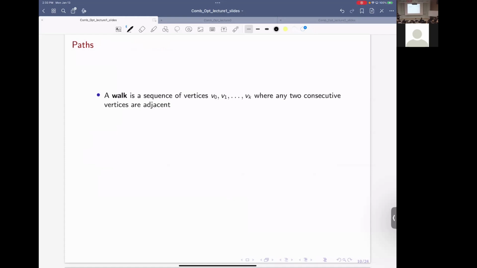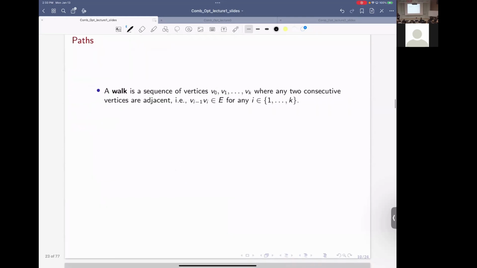A walk is just a sequence of vertices. That's it. But when you move from one vertex to the next vertex, you need to use an edge. You cannot just jump from one vertex to a non-neighbor of it. You can move to its neighbor. So in other words, V0, V1, there's an edge between them, and also there's an edge between V1 and V2. So every two consecutive vertices have to be adjacent.